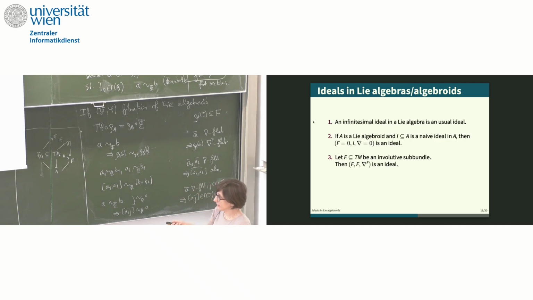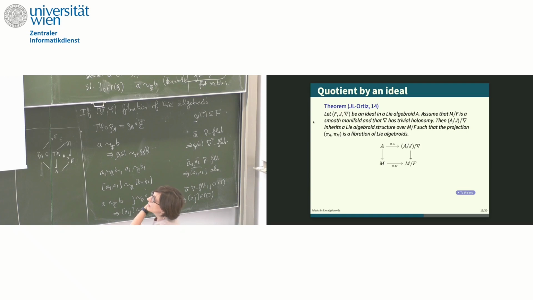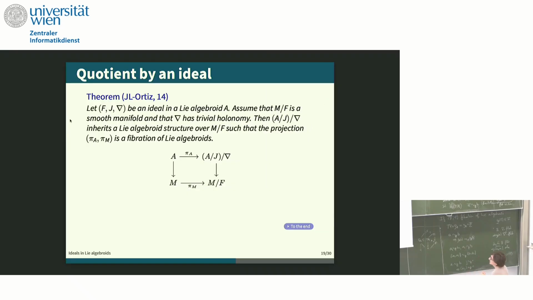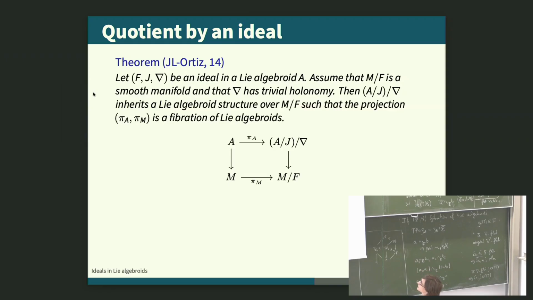Right, and the very last slide is the following. Conversely, when you have this data, sorry, I always write ideal, but infinitesimal ideal system, right? But it's the right notion of ideal. So if you have an ideal in a Lie algebroid, and if the geometry is okay, so if the space of leaves of F in M is a smooth manifold and the connection has no holonomy, then you do have a Lie algebroid structure on this quotient. So A mod J mod parallel transport, which is the same as the space of leaves of this equivalent foliation, such that you have an epimorphism or a fibration of Lie algebroids.